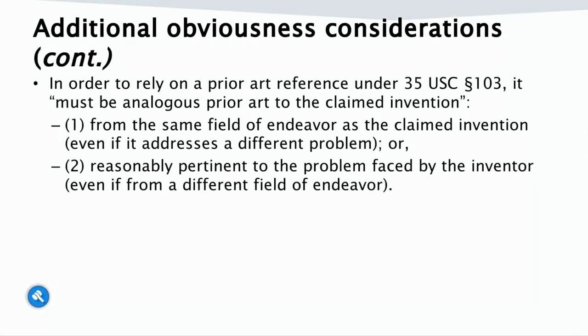Additionally, even though a disclosure qualifies as prior art, in order to use it in an obviousness rejection under Section 103, it must also be analogous art. There are two independent ways that a disclosure can be considered analogous. The first type of analogous prior art is when the prior art disclosure is from the same field of endeavor. The second type is when the disclosure is reasonably pertinent to the problem faced by the inventor. There is more training on this to come.